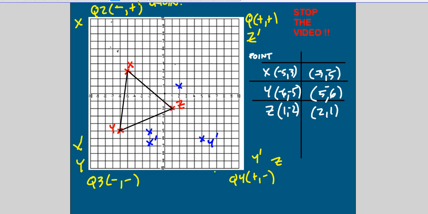Okay, now we take our straight edge and we connect our points. And this is our rotated triangle. X goes to X prime, Y goes to Y prime, Z goes to Z prime. And this concludes the video.